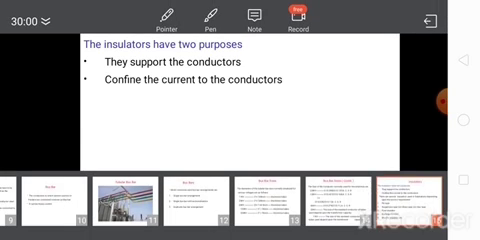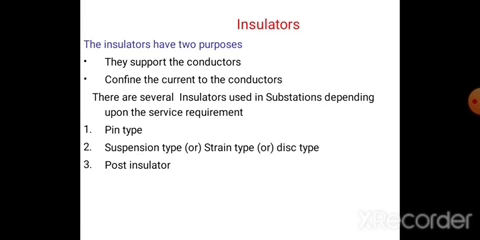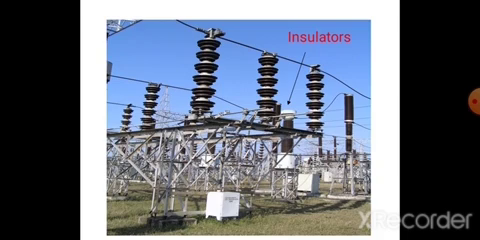And insulators. The insulators have two purposes. They support the conductors and confine the current to the conductors. So these are the several insulators used in substation depending upon the service equipment: pin type insulator, suspension type insulator, post insulators, bushing insulators, and shackle type insulators. These are the different types of insulators used in substation.